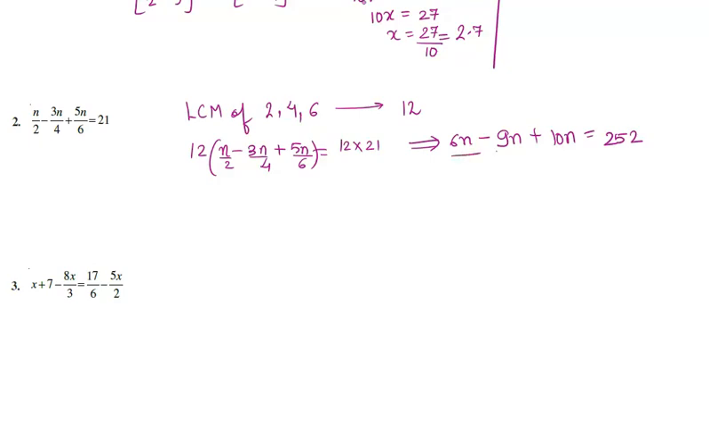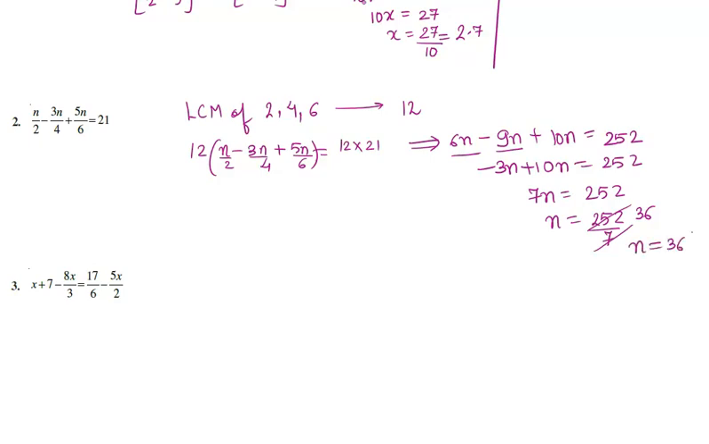So 6n minus 9n is minus 3n plus 10n equals to 252. And minus 3n plus 10n will become 7n, equals to 252. Now let us divide by 7 on both the sides. You will reduce this. So 7 times of 3 is 21. You get 42, and 7 times of 6 is 42. So the answer for this variable n is 36.